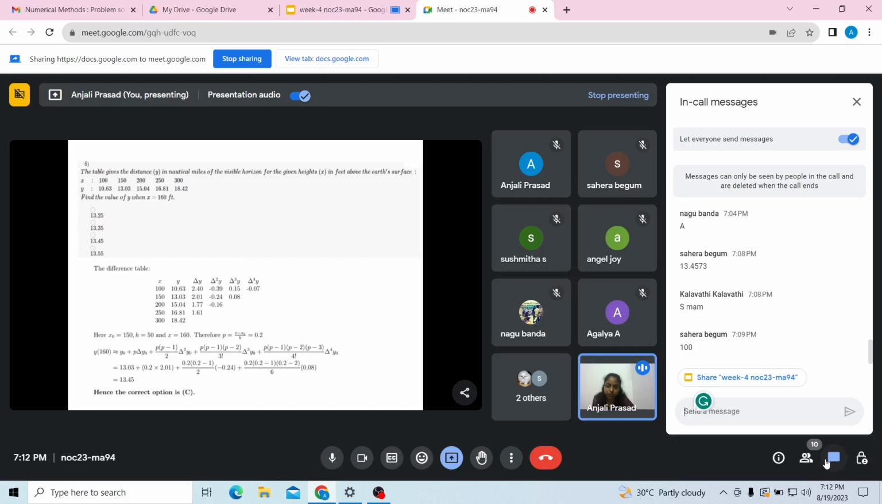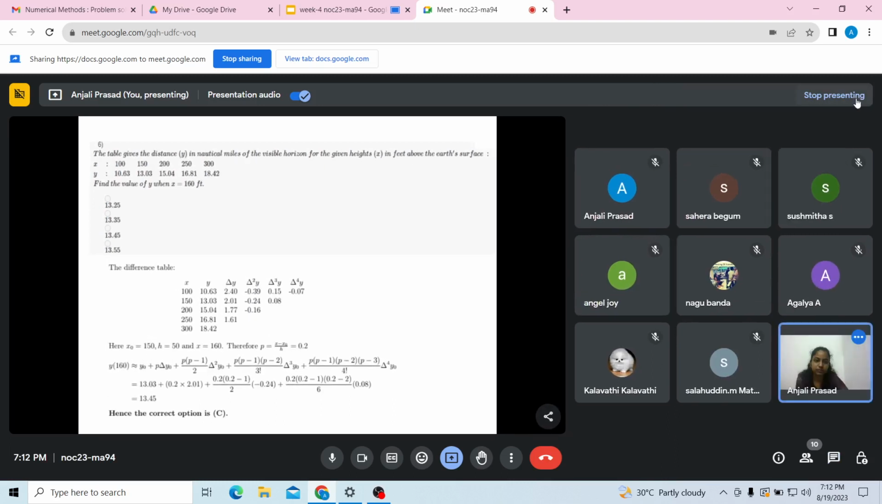Yeah, x naught value is 100. It's a printing mistake. Any other doubt? Is it clear?